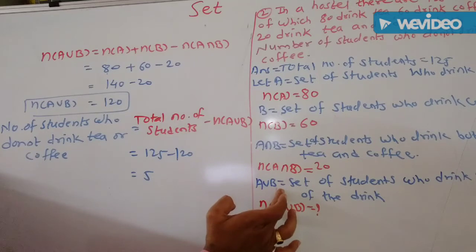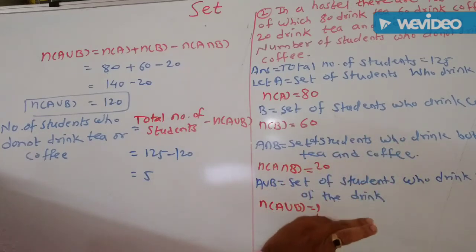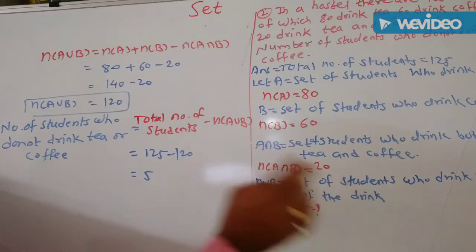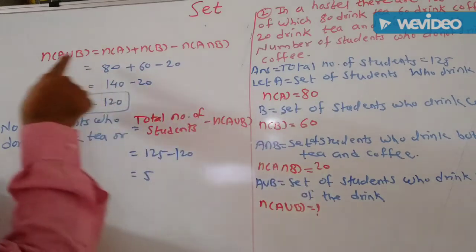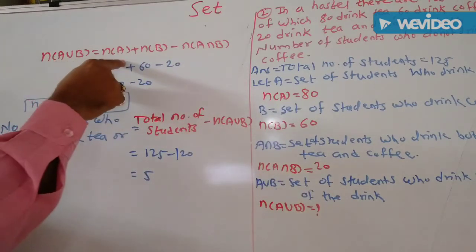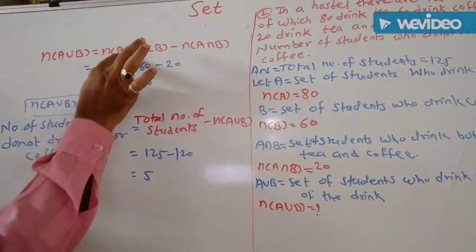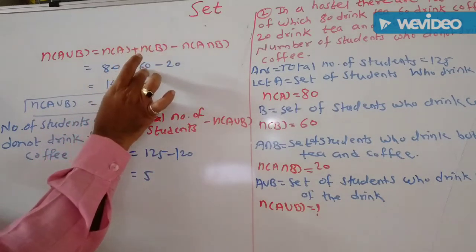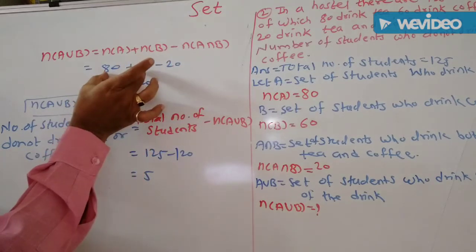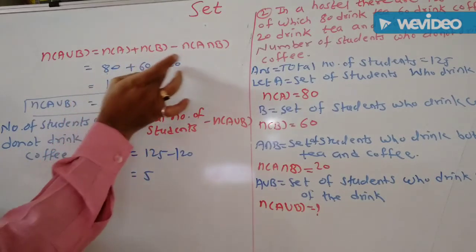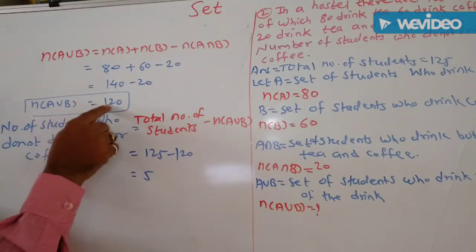Then A union B is the set of students who drink any one of the drinks, either tea or coffee, and that is not given. Therefore, firstly we find this by using the relation n(A union B) = n(A) + n(B) minus n(A intersection B). n(A) is 80 plus n(B) is 60 minus n(A intersection B) is 20. 80 plus 60 is 140, 140 minus 20 is 120. So n(A union B) is 120.